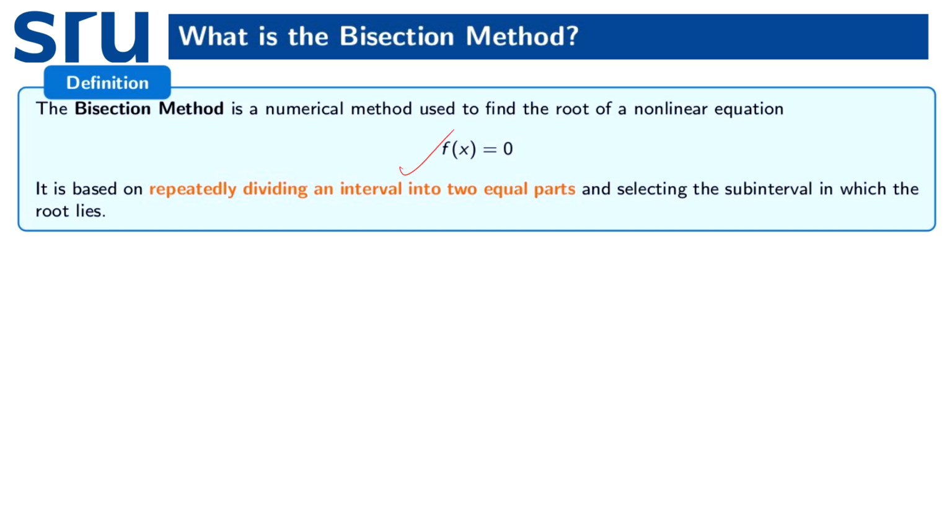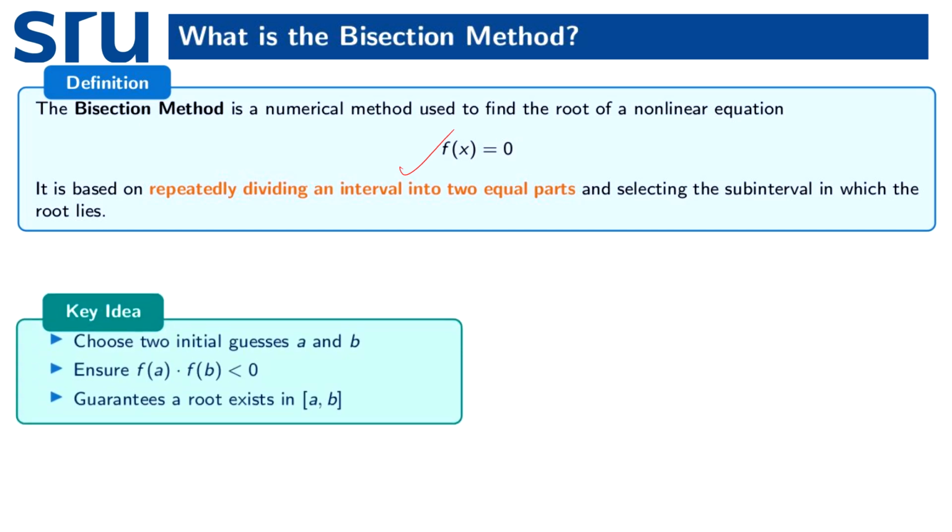Now, what is the basic idea behind this method? This method is based on a very simple concept. We repeatedly divide an interval into two equal parts and then select the part in which the root lies. So instead of solving directly, we narrow down the interval step by step until we reach the root with the desired accuracy.